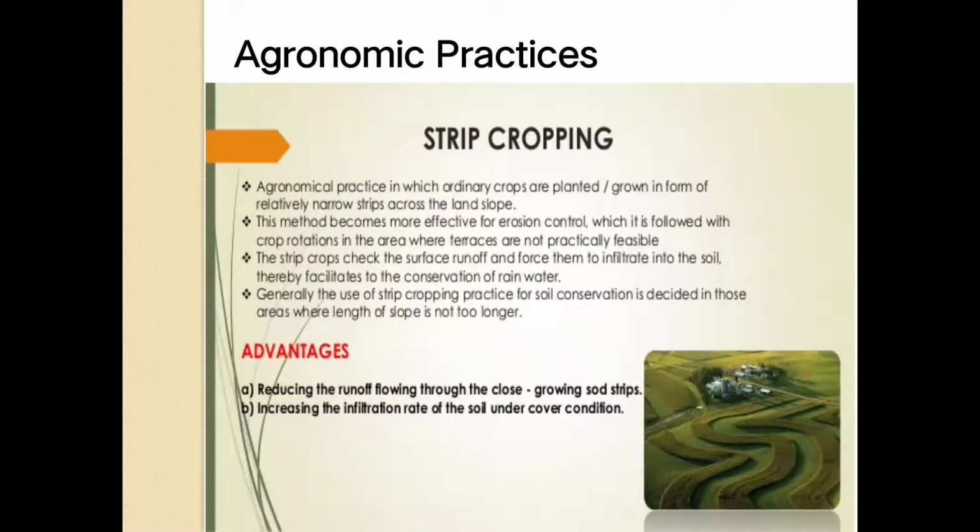Then what are the different advantages of strip cropping? The first advantage is it reduces the runoff flowing through the close growing sod strips. The second advantage is increasing the infiltration rate of soil under the cover condition. That means infiltration of water under the cover condition improves under the strip cropping system. So this is the first agronomic practice used for soil as well as moisture conservation.